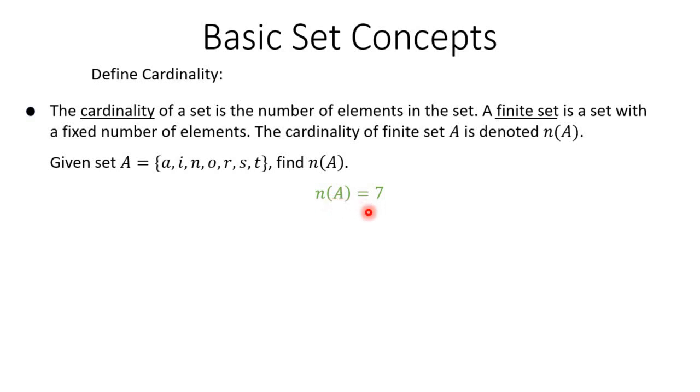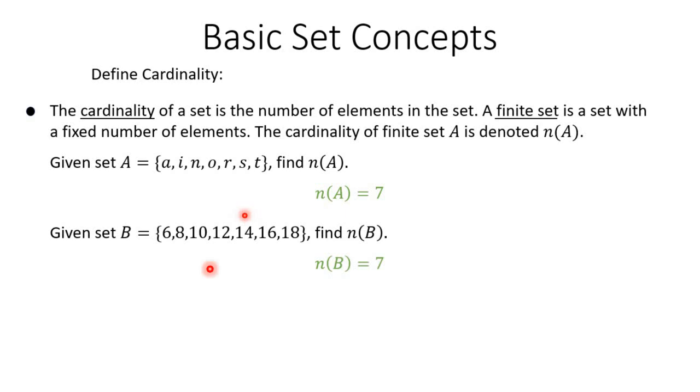All right, let's look at another set. This is the set of even numbers between 5 and 19. It's asking us to find n(B), or the cardinality of that set. So we're asked to find the number of elements in this set. 1, 2, 3, 4, 5, 6, 7. So this set also has 7 elements. These two sets have the same number of elements.